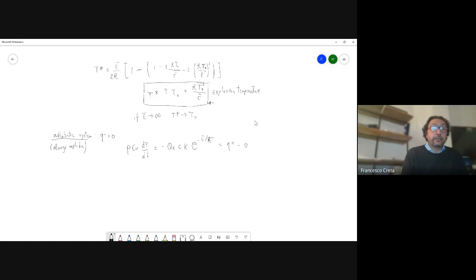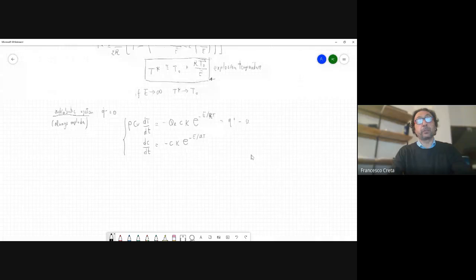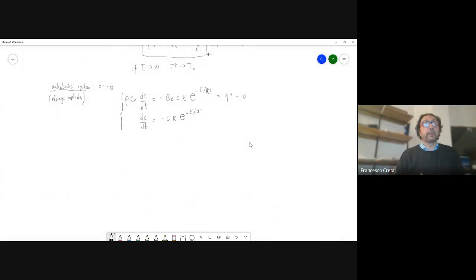And then obviously to this, if we were interested in the dynamics, we have to add the rate of change of the molar concentration. This is a one-step irreversible reaction, so you have a minus sign, C, and then the rate of reaction, which is K, e to the minus E over RT. So that's our system that always explodes. Now, this system, in fact, is much easier, much simpler than this.